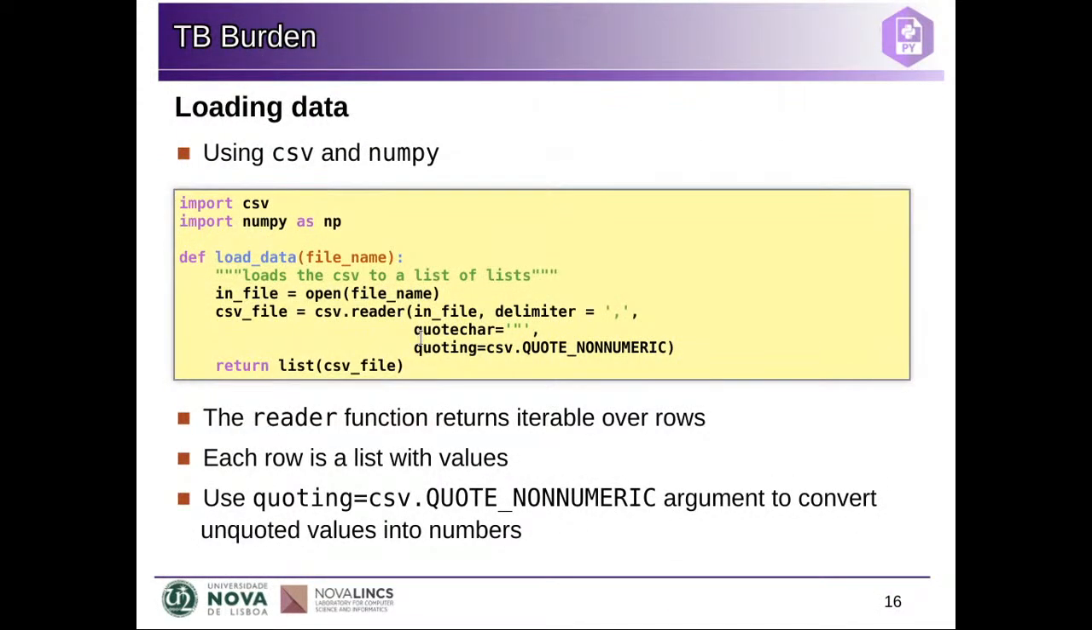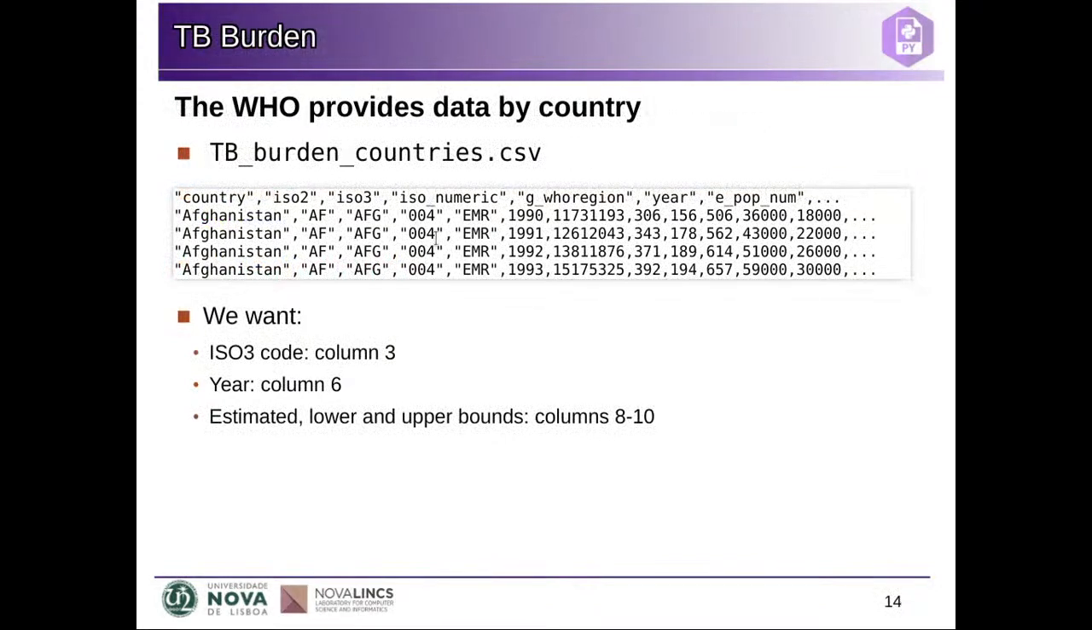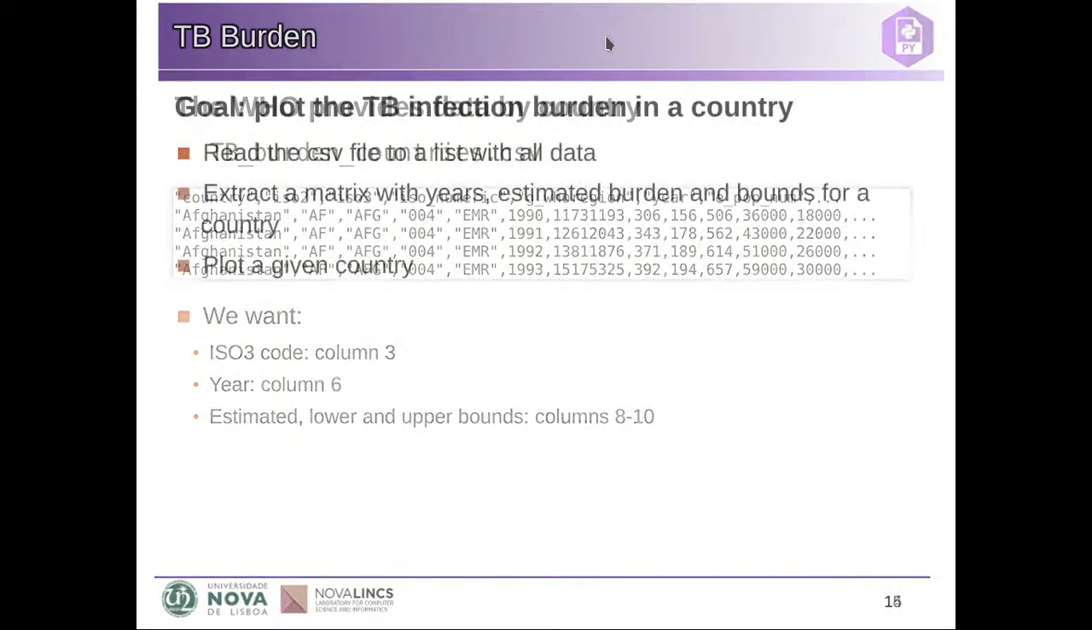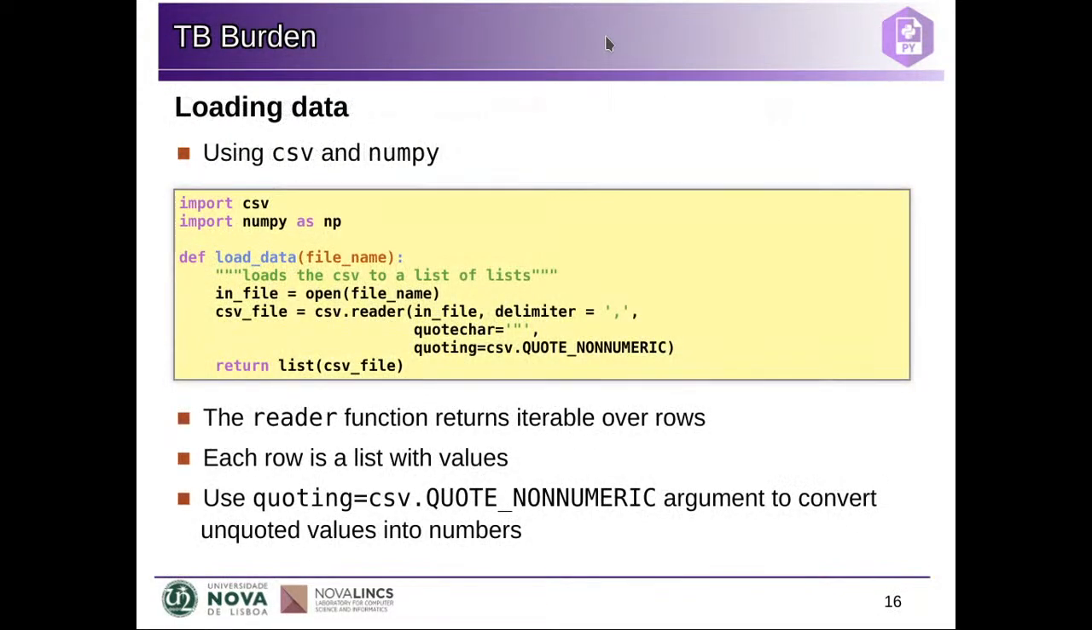And we're also going to include this option here, which tells the CSV reader to convert into numbers values that are not quoted. So everything that is not marked as text, like these values here, it will convert into numbers. This is useful because we don't want these values as text. We want the actual numbers so that we can plot them and do any computations that we want.